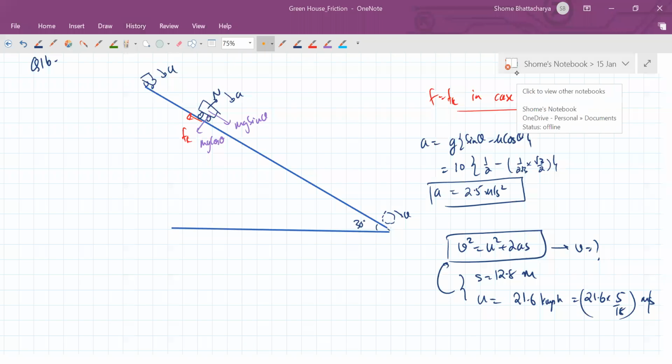Okay, so it's a case of simple kinematics from this point. But you just apply the free body diagram method to find the acceleration, the uniform acceleration. Apply V square is equal to U square plus 2AS.